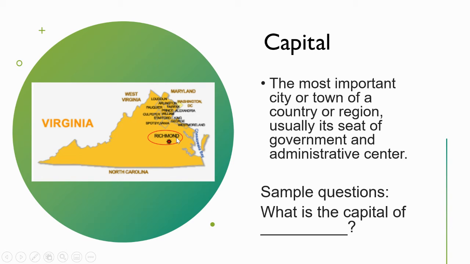That's right. I'm hoping that you guys are learning a lot about Virginia in your Virginia Studies class. So maybe you guys already knew that the capital city of Virginia is Richmond. So one sample question about the capital of a state could be, what is the capital of? And then you just write the name of your state. Remember, this is the word capital. This word has many different meanings. So remember, in this context, it means the most important city of a state.